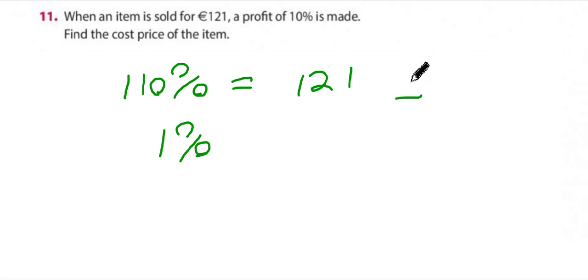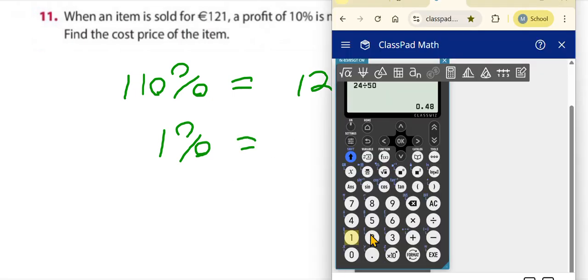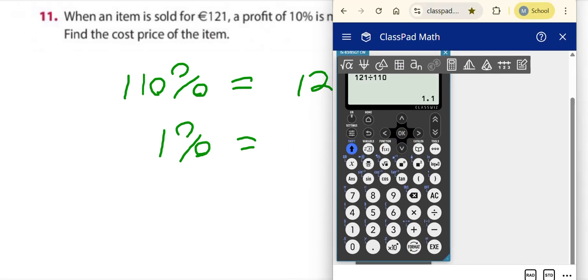So get 121 and divide by 110. And let me know what you get. Sorry, 121 divided by 110, yeah? Yeah, so 1.1 when you put it into decimal. So it is in fact 1.1.